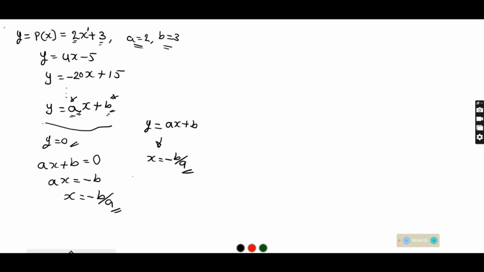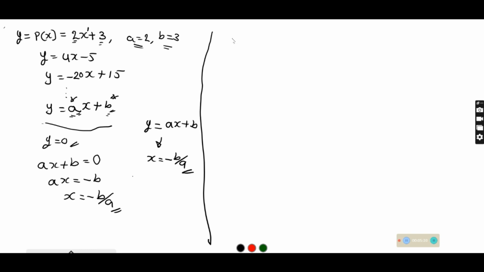Now we will see quadratic equations. So what is a quadratic equation? An equation where the power of x is 2 is called a quadratic equation. So what is the quadratic equation? The power of x is 2.